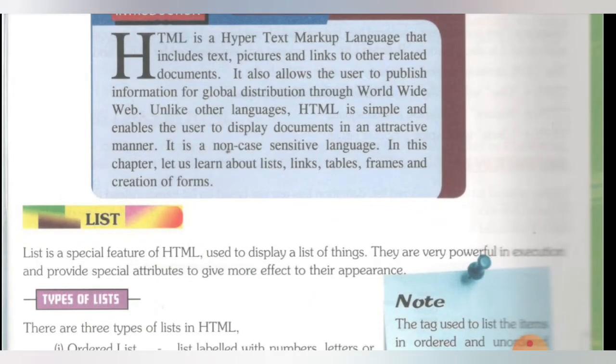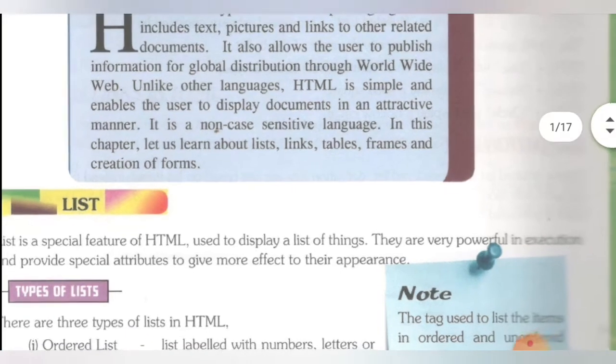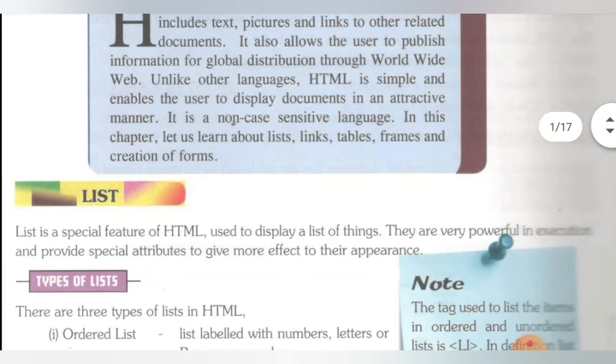List is a special feature of HTML used to display a list of things. What is meant by list? We are displaying the items one by one, either by using bullet symbols, numeric numbers or alphabetical letters. For example, 1 primary school, 2 higher school, 3 higher secondary school. If we want to list out items like that, then we can use a list element.